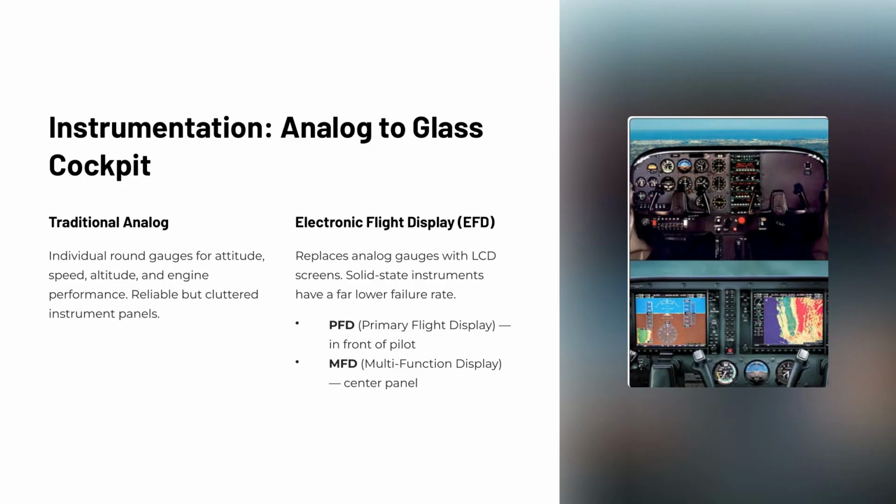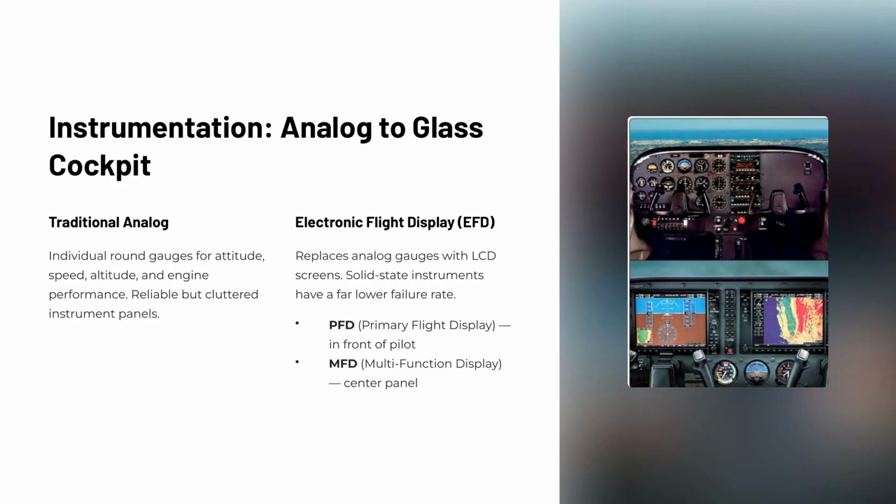In early aircraft, pilots relied on individual round gauges, each dedicated to a specific parameter like attitude, airspeed, altitude, or engine performance. While these instruments were reliable and well understood, the sheer number of them created cluttered panels that demanded significant mental workload to scan and interpret.